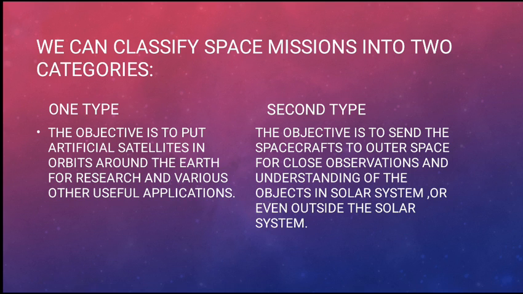Why do we classify space missions into two categories? We can do the classification in two categories, type one and type two. In type 1, the objective is to put artificial satellites in orbits around the Earth for research and various other useful applications. And the objective of the second type is to send spacecraft to outer space for close observation and understanding of the objects in the solar system or even outside the solar system.